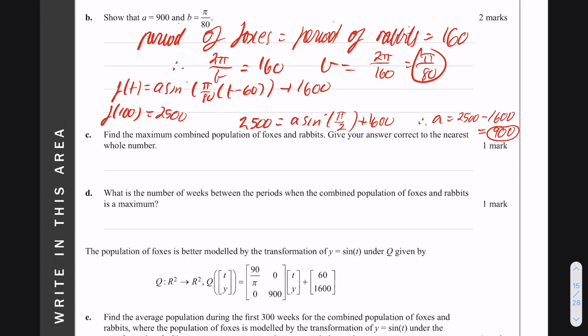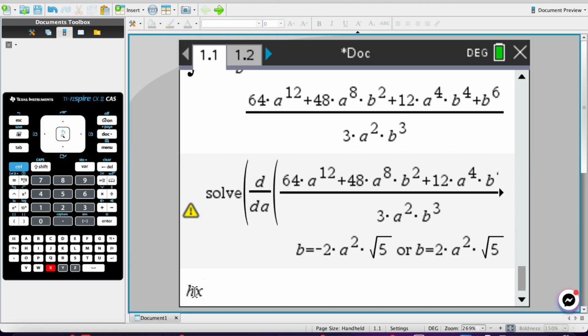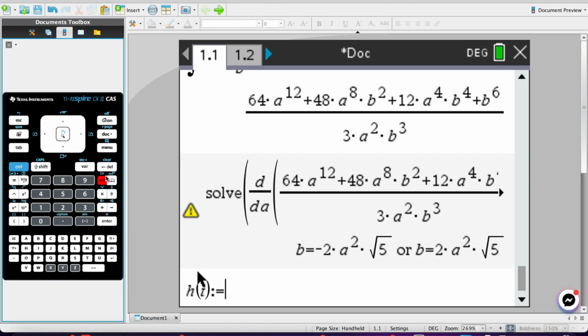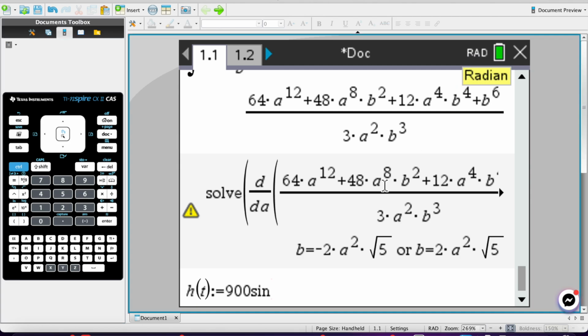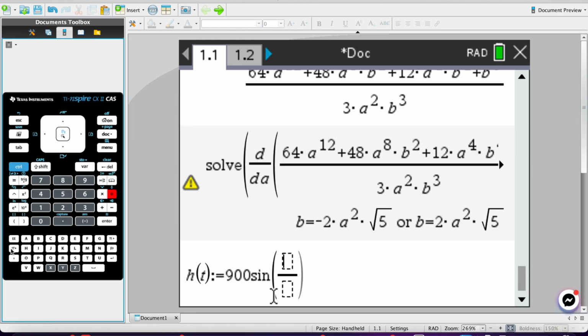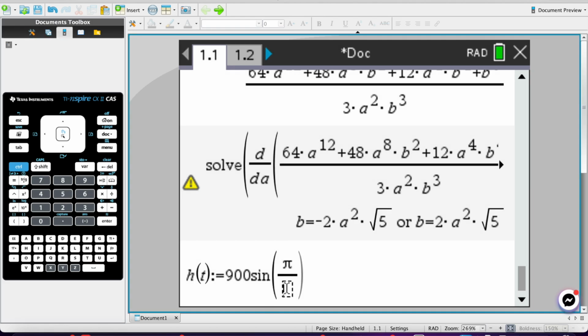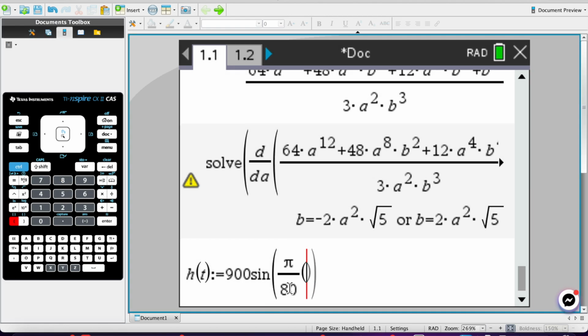So we'll just define h of t as this one here, which was 900 sine. I'll go back to radians, make sure you did, hope you did that on the exam. Sine pi over 80, and then we've got t minus 60 plus 1600.